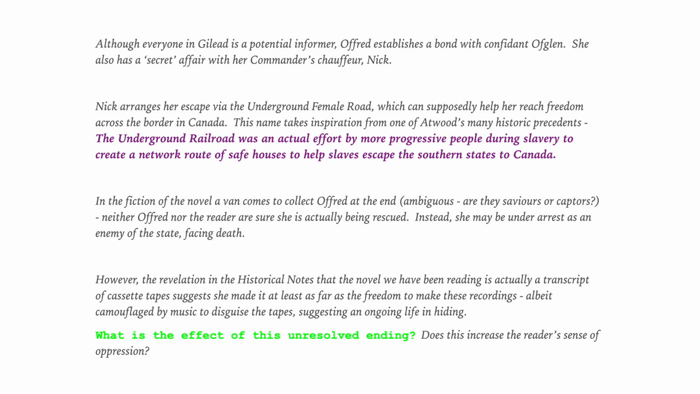Although everyone in Gilead is a potential informer, Offred establishes a bond with confidant Ofglen. She also has a secret affair with her commander's chauffeur Nick. Ofglen is another handmaid who she is guarded with to begin with, out of worry that she might be a true believer in the regime. They can only use prescribed language, and eventually Ofglen hints at using a code word to see if Offred is aware of it. Initially she isn't, but it eventually makes each one of them aware that the other is a potential resistance worker for a group called Mayday.